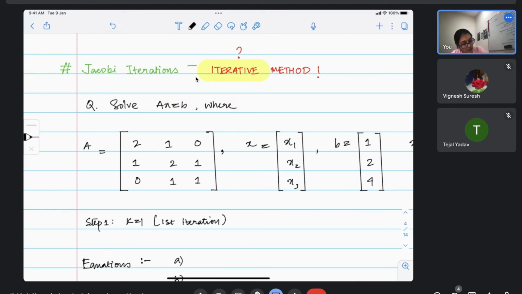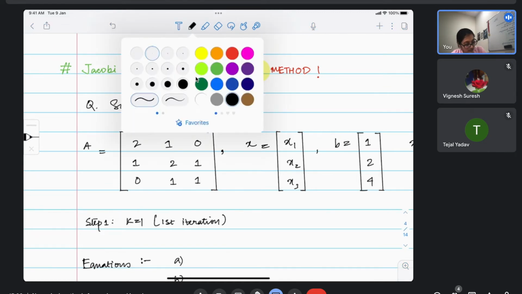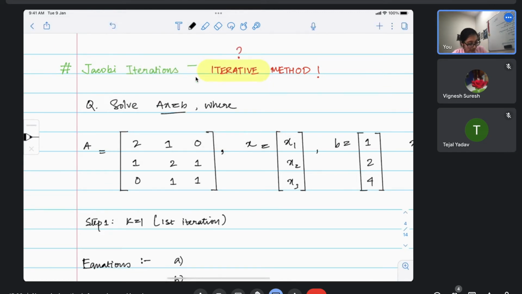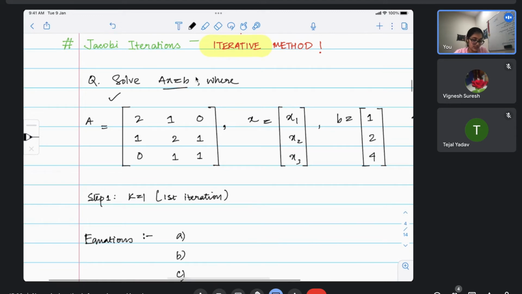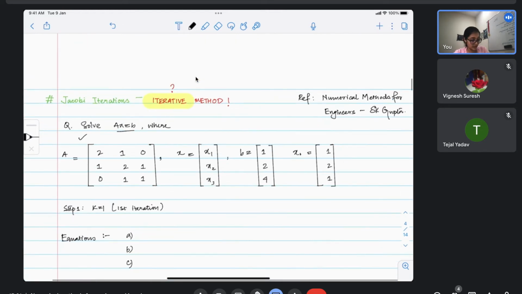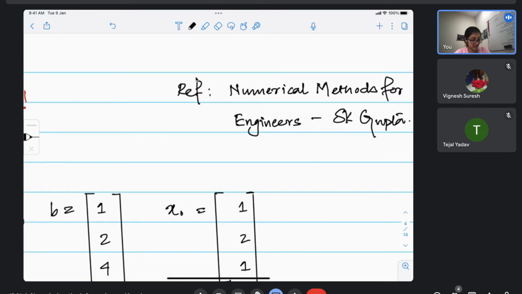Okay, so we will be solving Ax equal to b, where the matrix A is given as 2, 1, 0, 1, 2, 1, 0, 1 and 1. Okay, and this example is taken from the book Numerical Methods for Engineers, S.K. Gupta. If you want to go back and check how they have solved it, or just read the book in general, you can go back to this book.